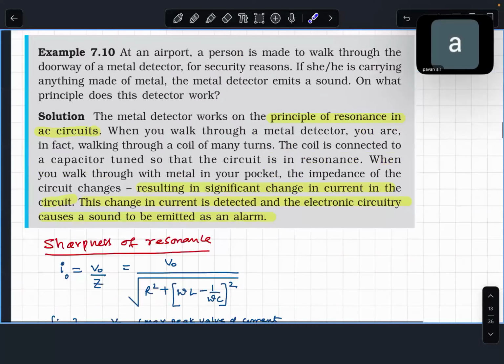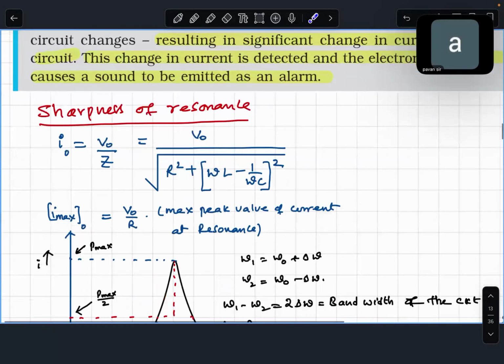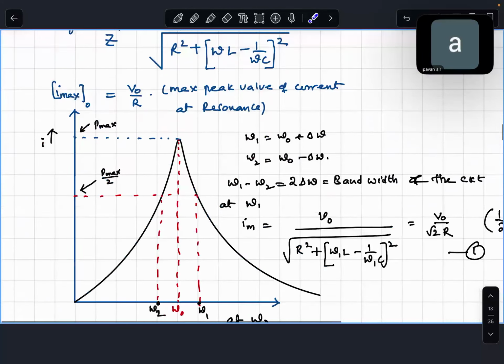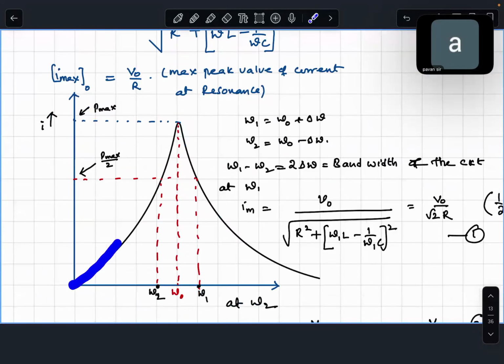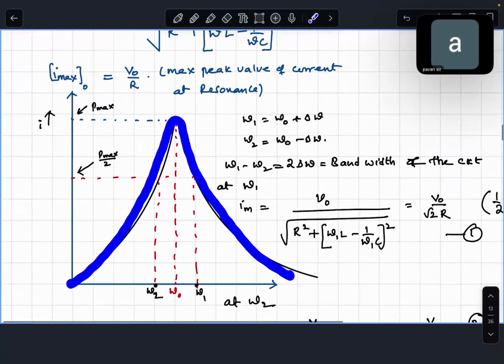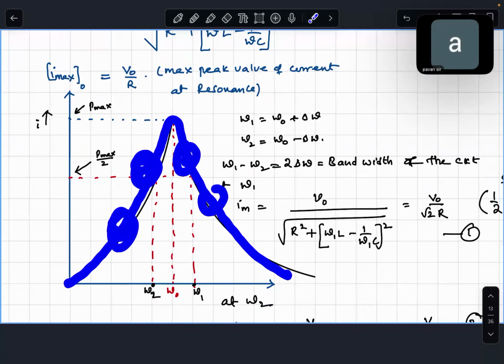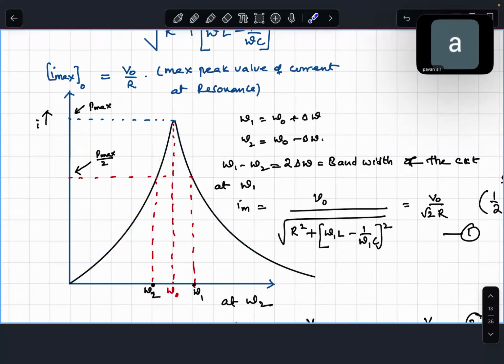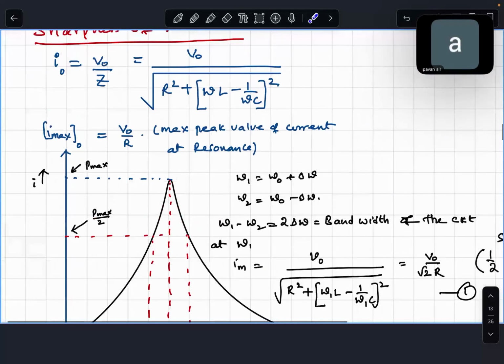Right. Now we will work on another term called sharpness of resonance. So what is sharpness of resonance? Now already we know, at this peak, not peak point, at any point, this is the I versus omega graph, you know. At any point, what is the current? Tell me.